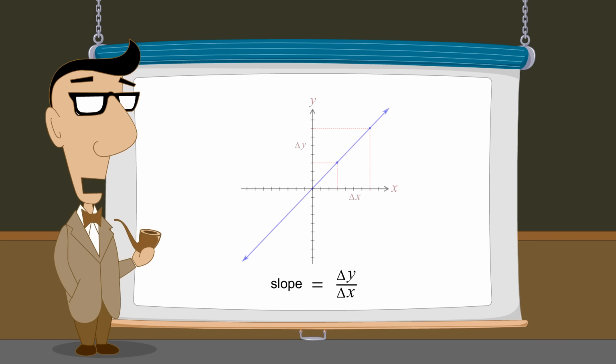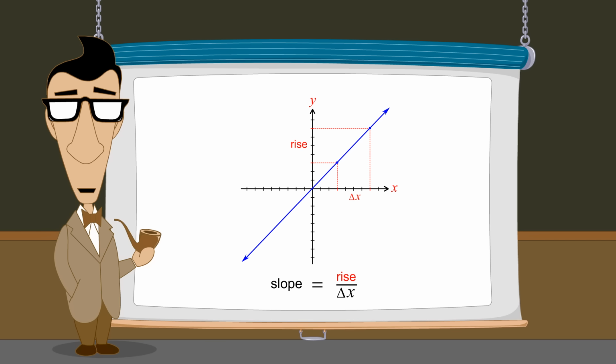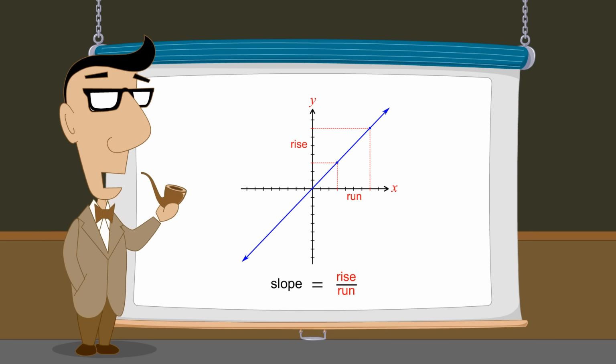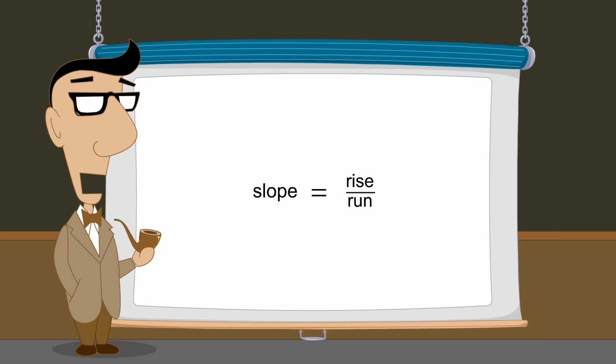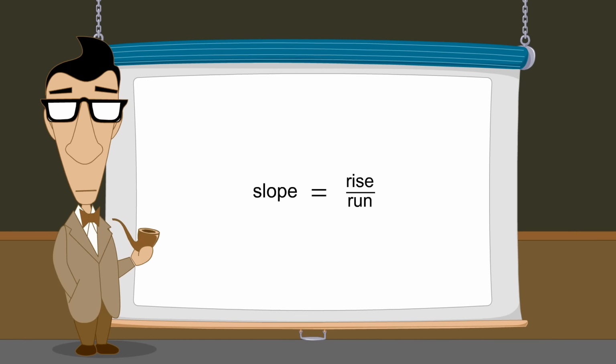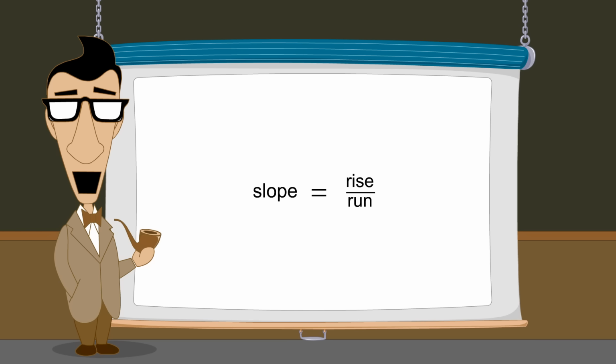Sometimes the difference in elevation, delta y, is referred to as the rise, and the difference in horizontal position, delta x, is referred to as the run. So an easy way to remember this formula is that the slope is equal to the rise over the run. In the next lecture, we will use this formula for slope to create a different form of the equation for a line called the point-slope form.